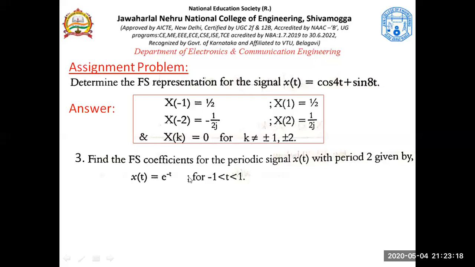But this is very clearly said, this is x of t is e power minus t from minus 1 to 1. So what is the fundamental period? Fundamental period is 2. From 1 to 3, again it would be e power minus t. From 3 to 5, again it would be e power minus t. I'll tell you how to see that in the next problem, you will understand what I mean. Okay. So it's very clearly told that x of t is e power minus t, and for this signal, the fundamental period is 2. That means this is an exponential signal, but it is repetitive in nature, and it repeats after every 2 seconds.